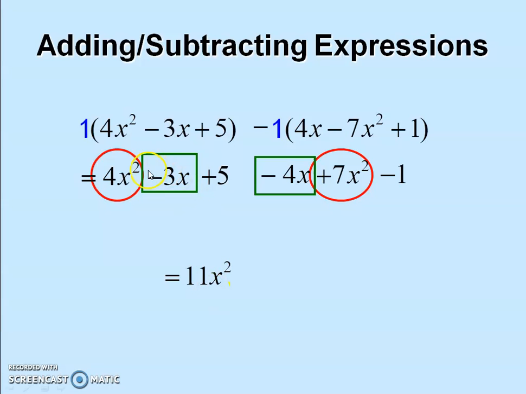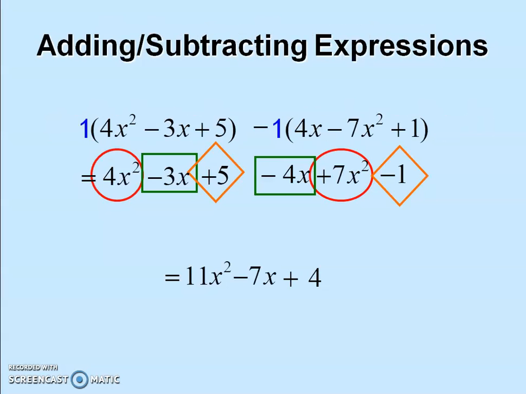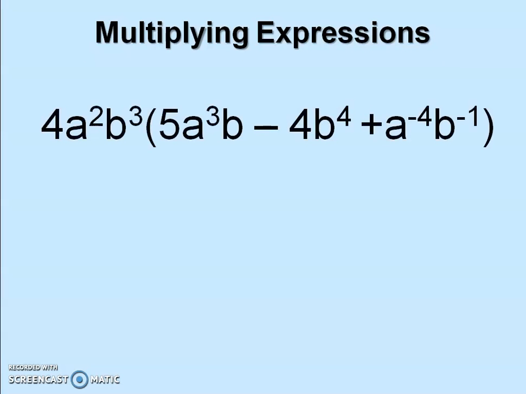And when I add negative 3 plus negative 4, I get negative 7. The x's do not change. And these are like terms. They are both constants. When I add them, I get 4. And that's my answer, and that's the most simplified this gets. So that's just a recap of adding and subtracting.